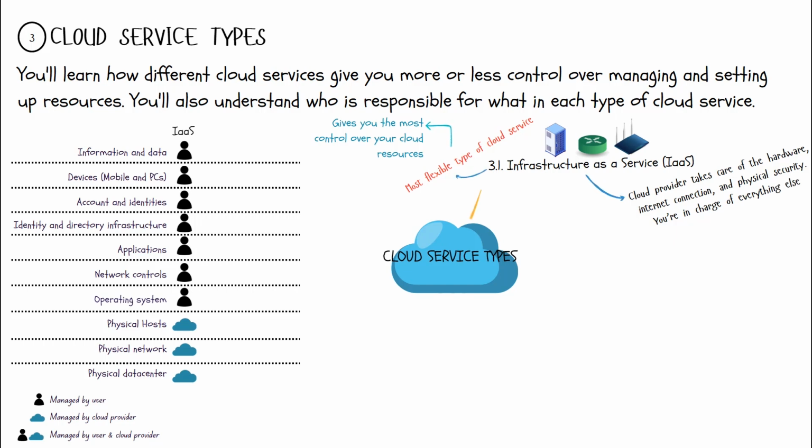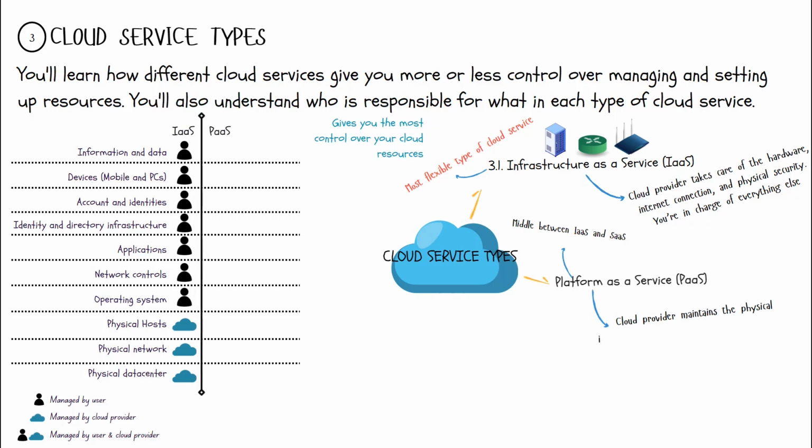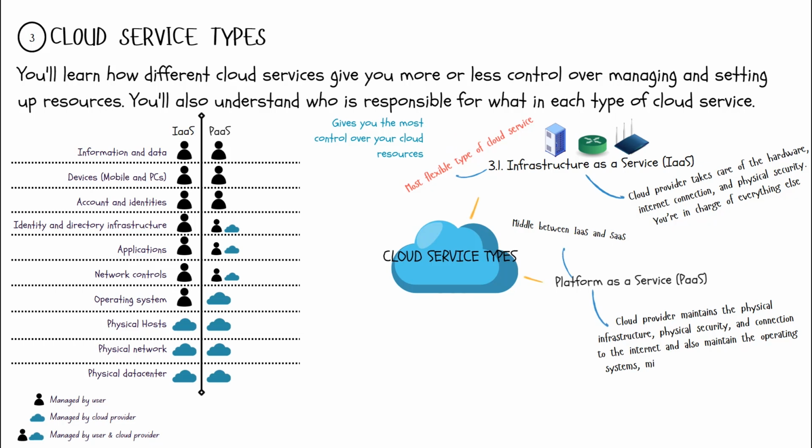Platform as a service is a balance between renting just the hardware like infrastructure as a service and using a fully ready-to-go software solution, like in software as a service. In platform as a service, the cloud provider is responsible for maintaining the physical infrastructure and its access to the internet, just like in infrastructure as a service, and also the cloud provider will maintain the operating systems, databases, and development tools. You don't have to worry about managing software licenses or updates.